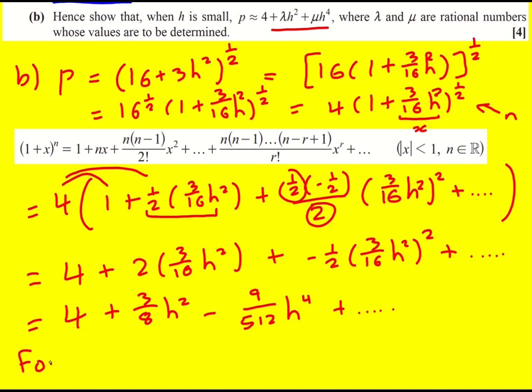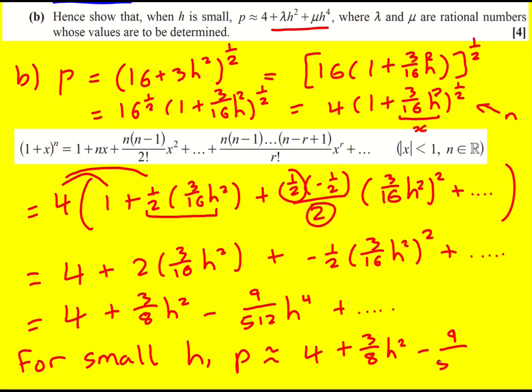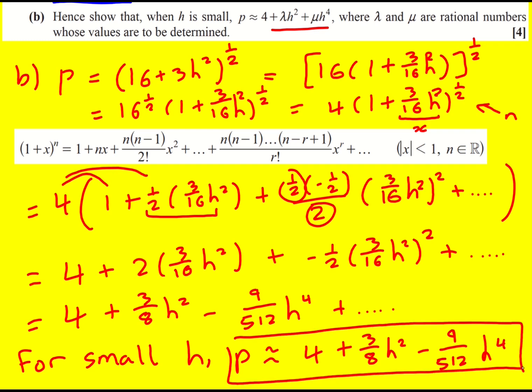Okay, and therefore for small H, this is an infinite expansion, but for small H, P is therefore going to approximately equal these 3 terms. You can write down that lambda is 3 over 8 and mu is going to be minus 9 over 512, but it just says to determine them, and I have determined them, so I'm going to leave it like this. Well done.